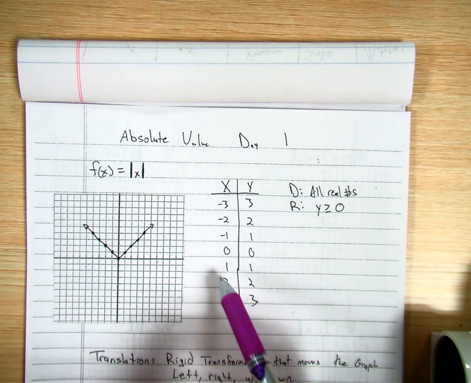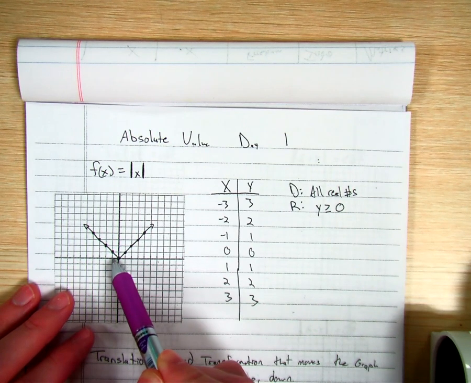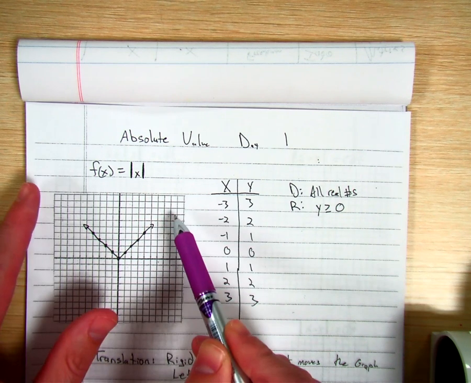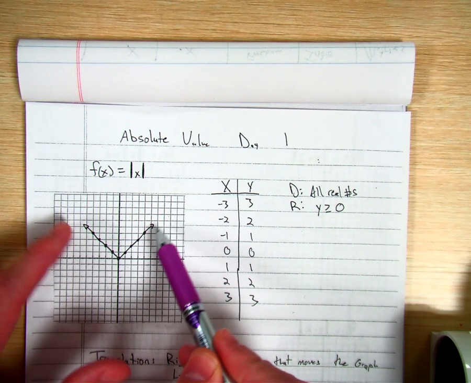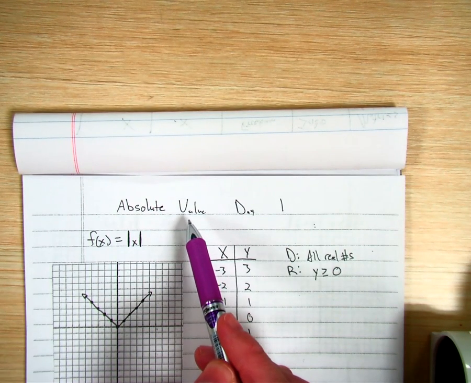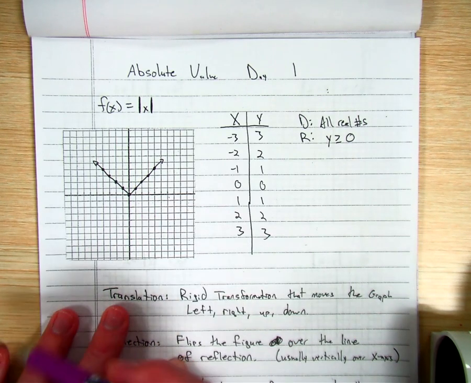So, because everything comes out positive, 1 comes out positive 1, 2 comes out positive 2, negative 1 comes out positive 1, negative 2 comes out as positive 2, we get this V graph. Okay, and you can remember that it's a V graph because it's absolute value. Value with a V. It's going to make a V graph. Okay?